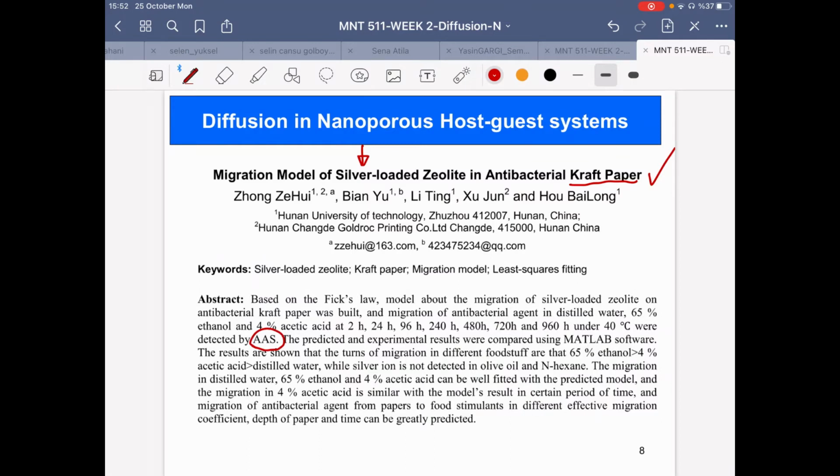They measure the elemental composition of what is being released experimentally, and based on Fick's law, which we had learned, they come up with this whole model of what's happening in the depths of the paper for the antibacterial agent.